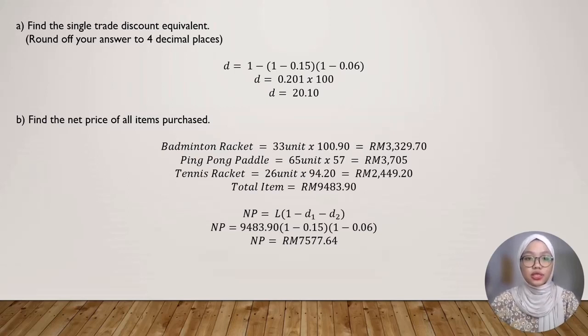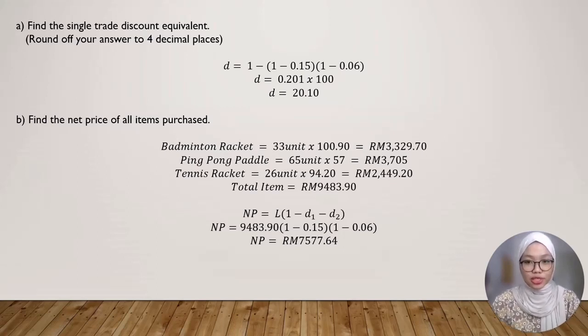The answer is D equal to 1 minus, open the bracket, 1 minus 0.15, close the bracket, open the bracket again, 1 minus 0.06, close the bracket. And the answer is 0.201 multiplied by 100 and the answer is 20.10%.